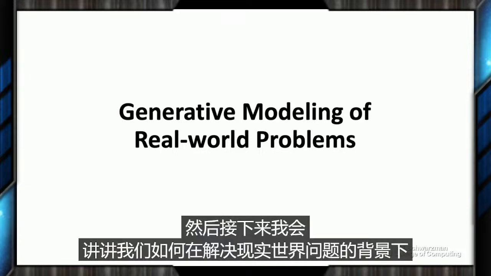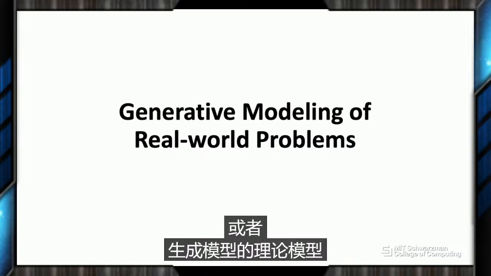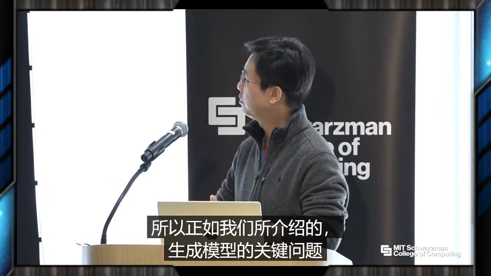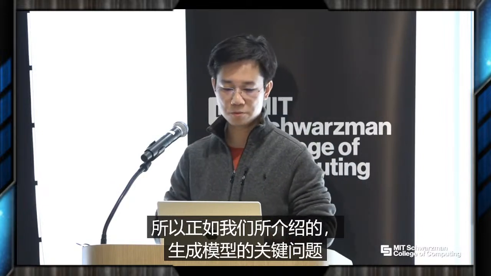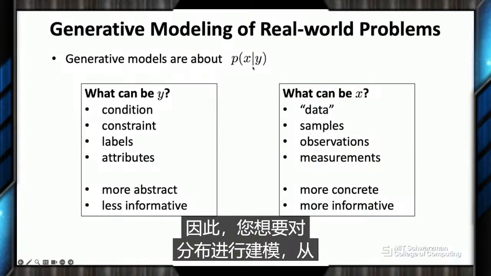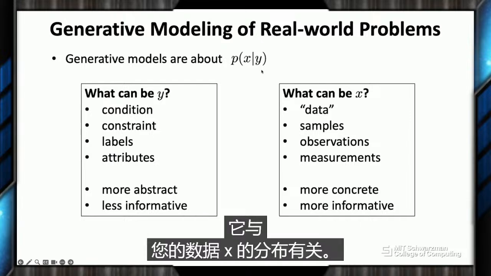Okay, then next I will talk about how we can use these mathematical models, or these theoretical models of generative modeling, in the context of solving real-world problems. As we have introduced, the key problem in generative models is this conditional distribution. You want to model a distribution where conceptually you will be given the condition y, and it is about the distribution of your data x.